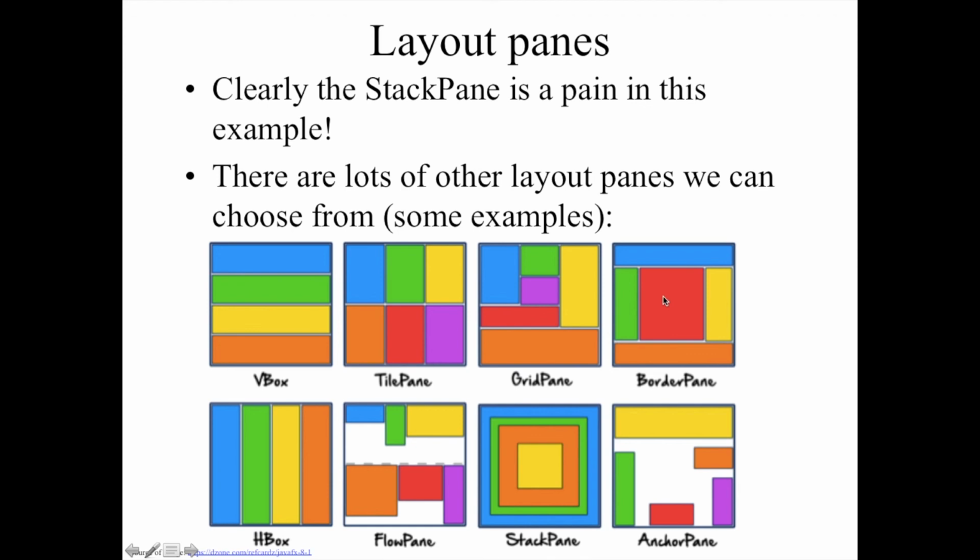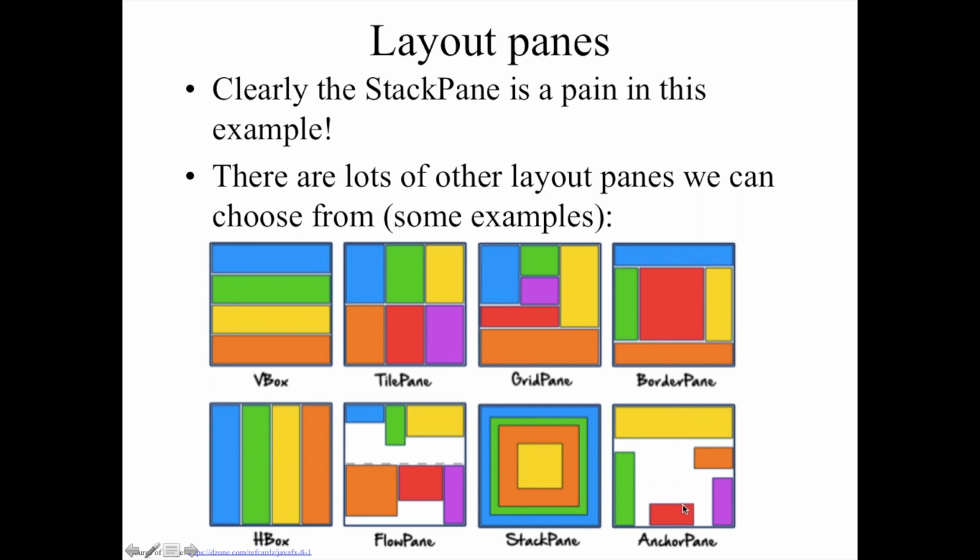And border pane is used quite a lot, so the central area here expands to fill whatever space is available in the window. So this is typically where you display your main content, and then you have controlling buttons around the edge, so the north, east, south and west will have control buttons or informational components. Flow pane allows the components, whatever size they are, to just flow around from left to right. And the stack pane here we've already seen.